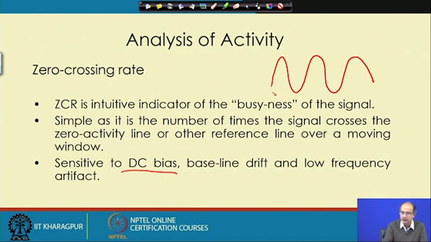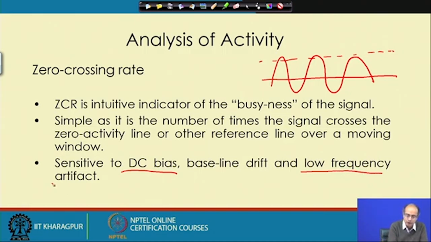Now, if we take the DC value at the middle, we had one kind of result. Now, if we take it by a DC bias, if we take it here, we get a different kind of zero crossing. So the DC bias of the signal can actually affect the result, and in the same way the low frequency artifacts can also affect the result.